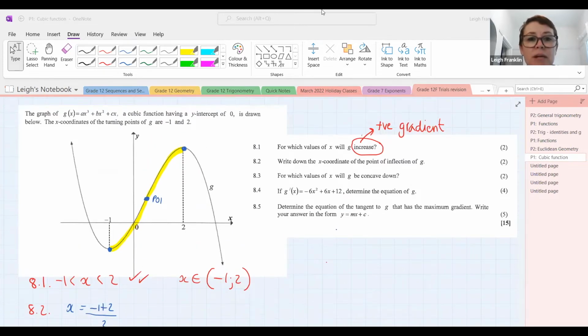Okay, so that means that we need to know how to calculate the point of inflection using the midpoint formula. All right, good. Let's carry on to the next question. For which values of x will g be concave down? I'm going to wait for you to tell me what you think the answer is. For which values of x is the graph of g concave down?